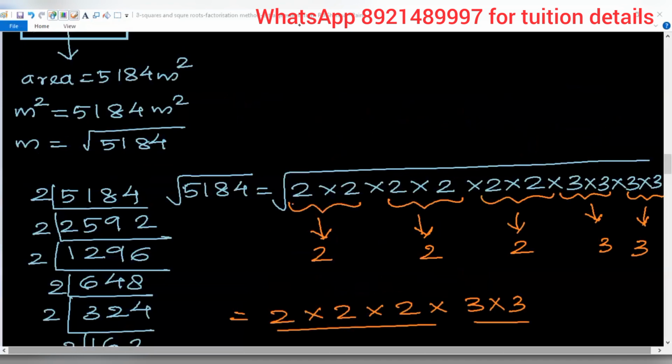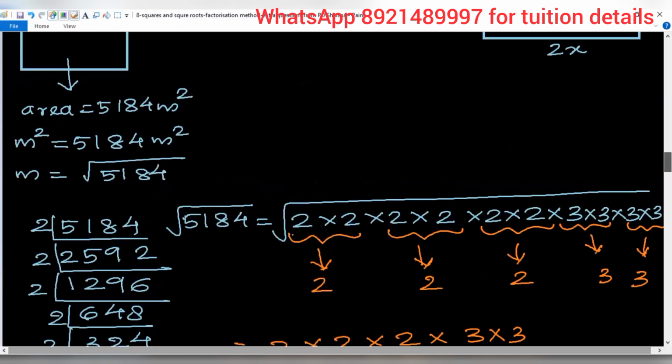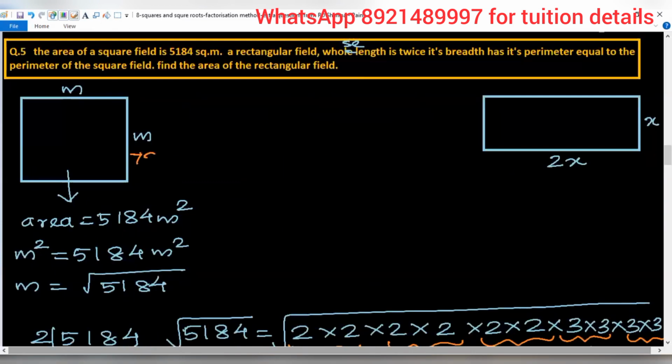And in the question, the area is given in meter square, right? So what we can say here is the side will be in meters. Clear? Why is it in meters? Because the area is given in meter square. So thus we got the side measure of the square. Now, what is given actually? The perimeters are the same, right? Perimeters of the square and that rectangle are the same. Now the perimeter of this square we have to find, right?